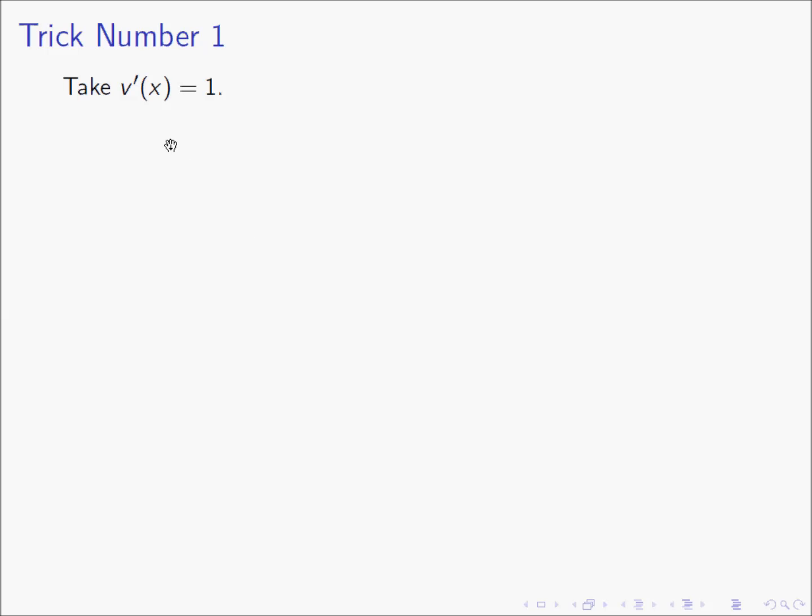Now let's talk about a little trick that can be used with integration by parts, and it is to take v prime of x as 1. That is, take v prime of x equals 1. For example, let's try to find this integral, the integral of the natural log of x dx. Here we don't have the product of two functions, we only have one function here. So how can we apply integration by parts?